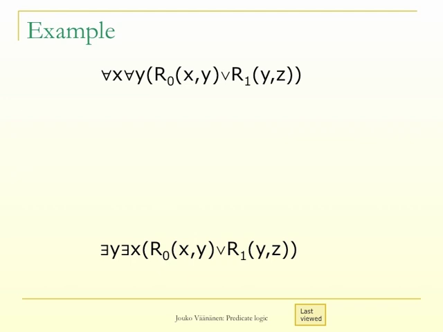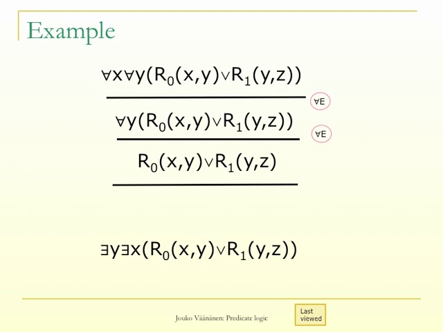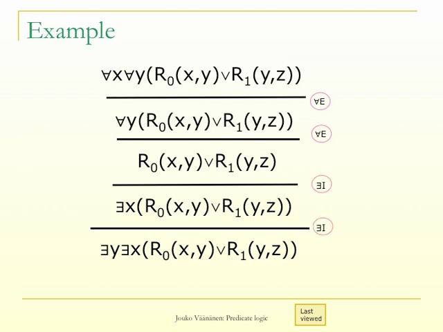First we eliminate the first universal quantifier, then the second. So now we have r0(x,y) ∨ r1(y,z). Okay, so here x and y are the witnesses that we need for the existential quantifiers. So we can start introducing existential quantifiers. First we introduce ∃x, and then we introduce ∃y.